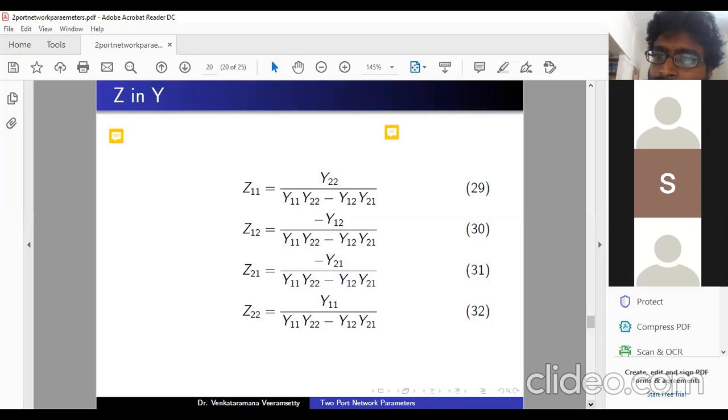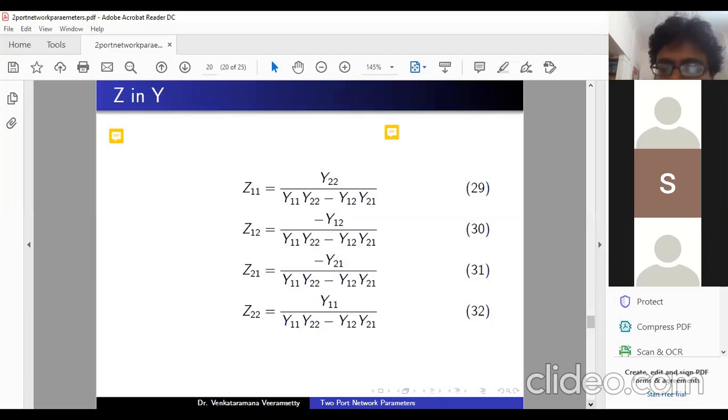Answer 8 by 15. The product of both determinants. 8 by 15. Sir, that means the product of Z matrix, right? Product of Y matrix, 1 by 15. No. Okay, I think it's wrong.